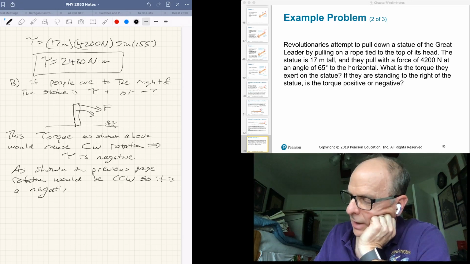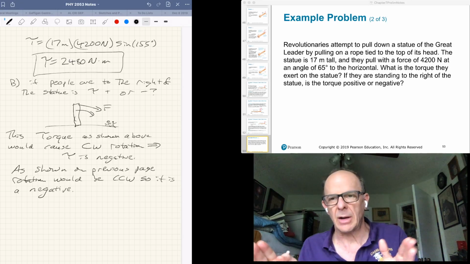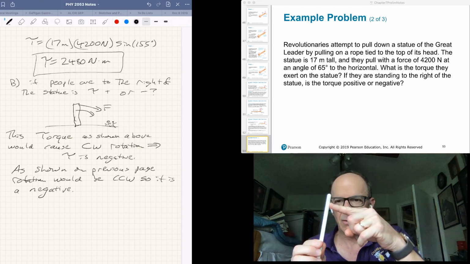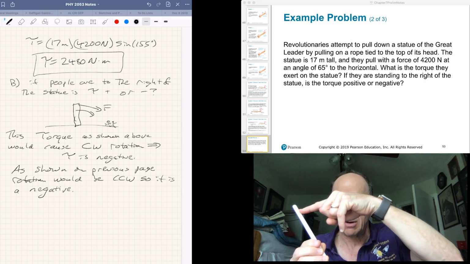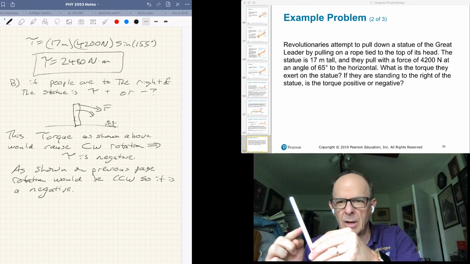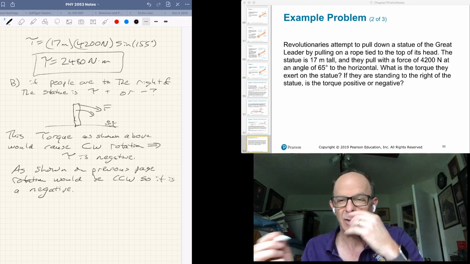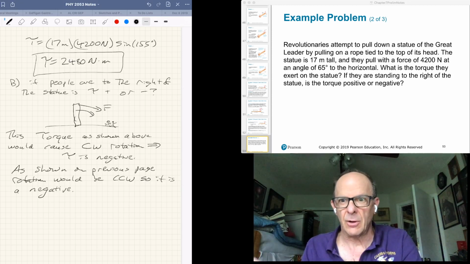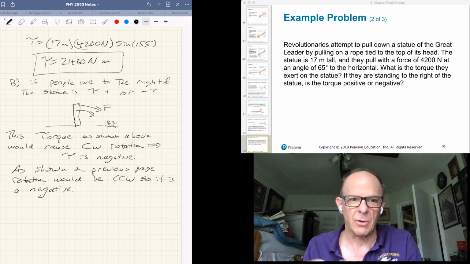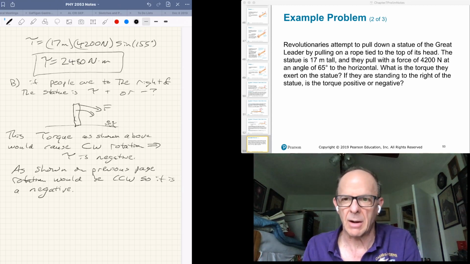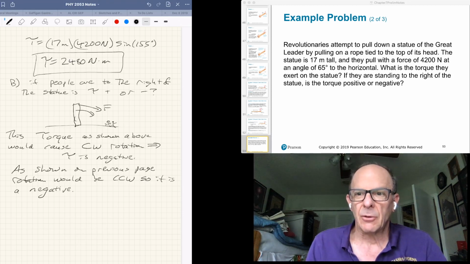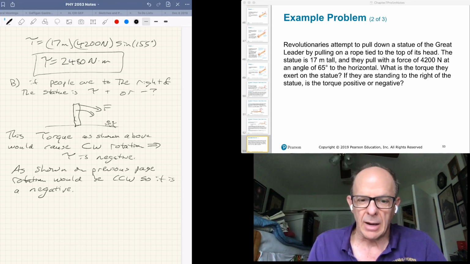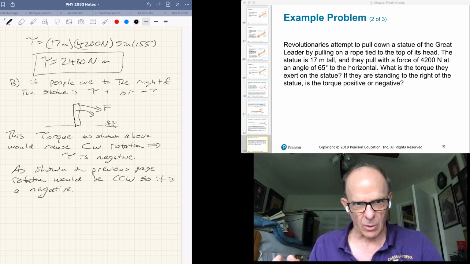It is important to keep track of these signs because there are situations where something is pushing one way, causing clockwise rotation, and something else is pushing the other way, causing counterclockwise rotation. Those have opposite signs, and so they can cancel each other out. There can be multiple torques acting on an object, and they can add together or cancel each other out depending on their sign. The sign of the torque is given by whether the rotation that torque is going to produce would be a positive or negative rotation.